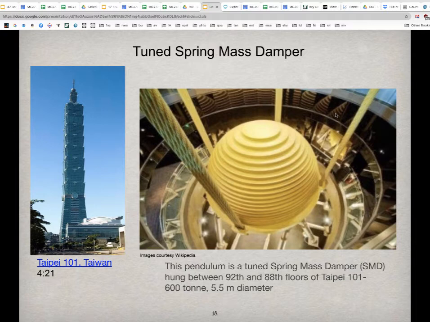It's called a tuned spring mass damper system. This particular one we're seeing is hung between the 92nd and 88th floor of Taipei 101, 600 metric tons and 5.5 meters in diameter. Let's take a look at this.